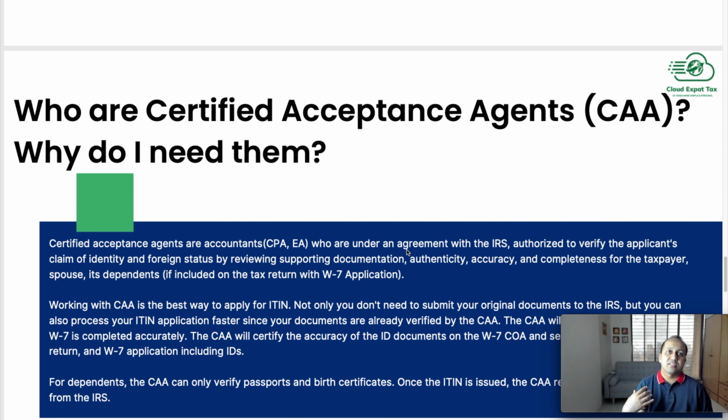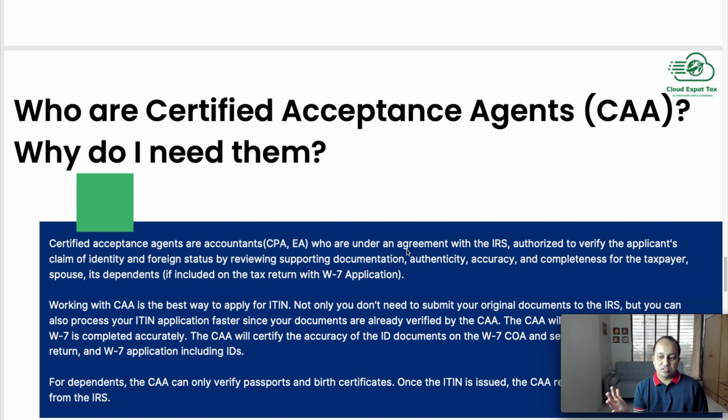Certified acceptance agents will basically certify your passport so that you don't need to give your original passport to the IRS, or you don't need to get a certified copy of the passport. So they are kind of a middleman where you provide the information to them. They will prepare your tax return, your ITIN application, and they will mail the documents to the IRS.